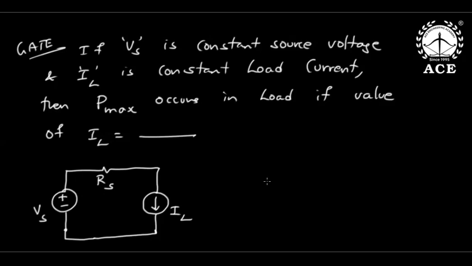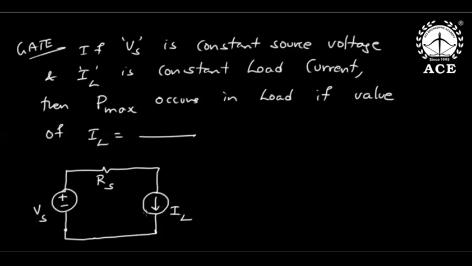Now look at the answer. If Vs is constant source voltage and IL is constant load current, then Pmax occurs in the load if IL is dash. Again, that means he's representing the load as a constant current drawing element. Such things we learn in power electronics also, where we consider the load to be a constant ripple-free current. We listen to such things.